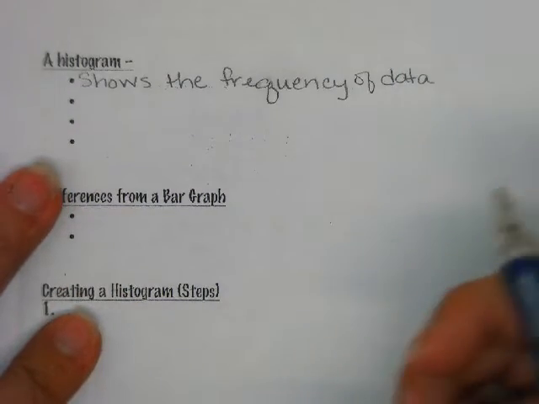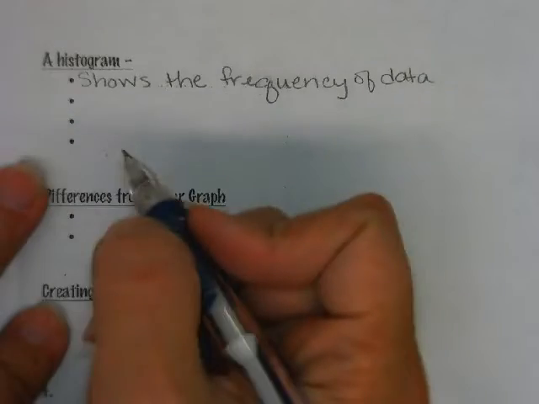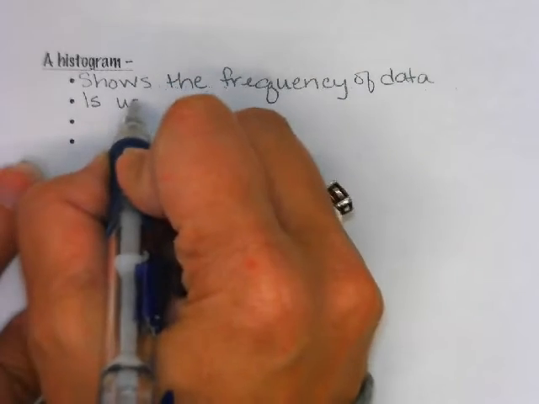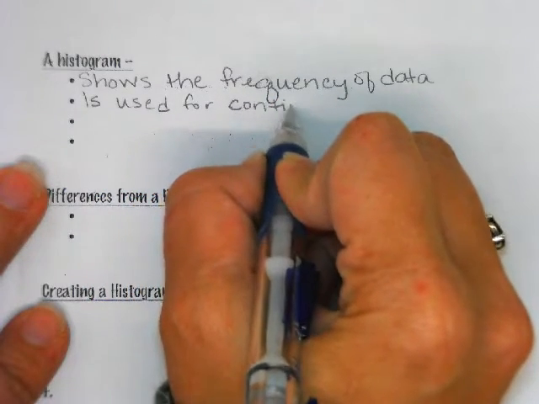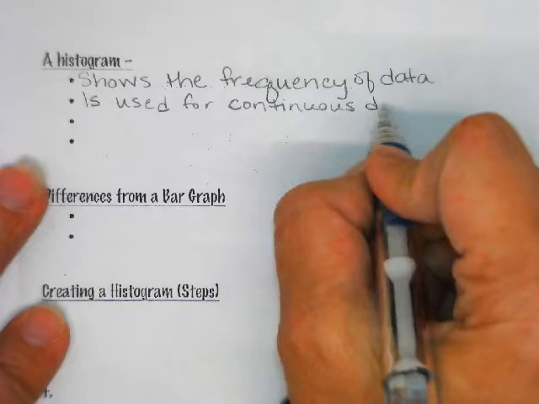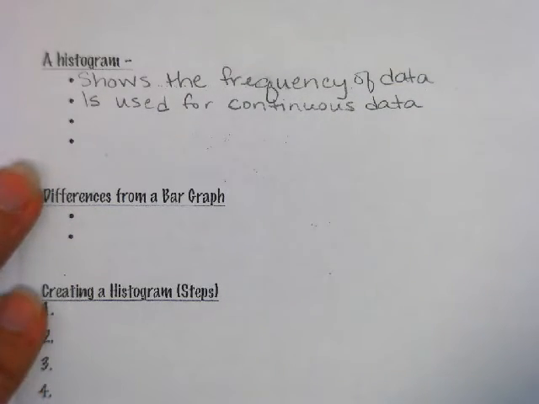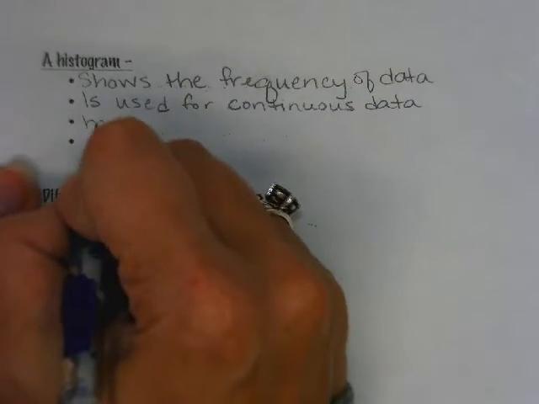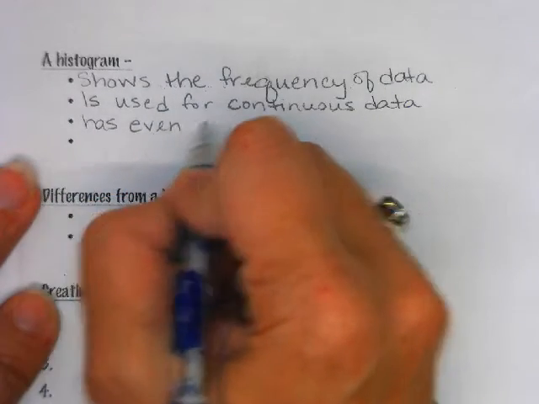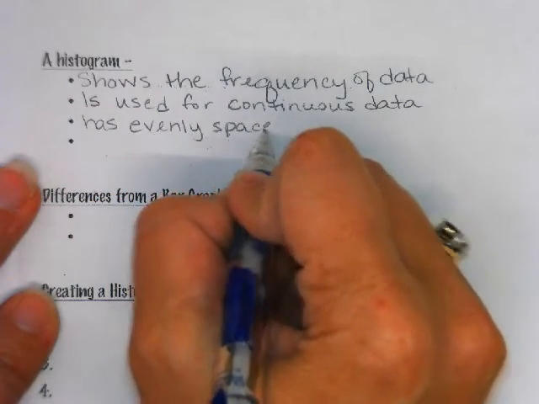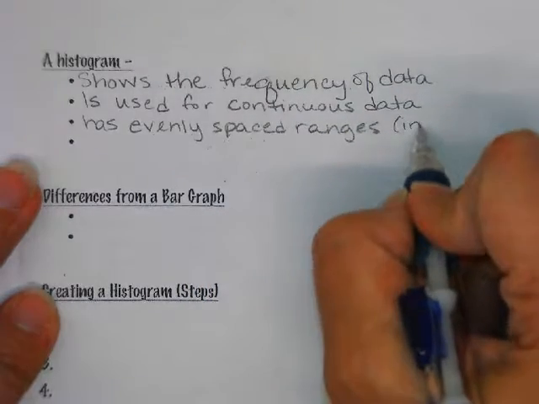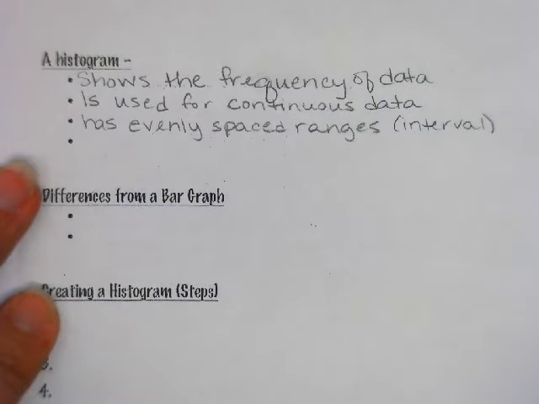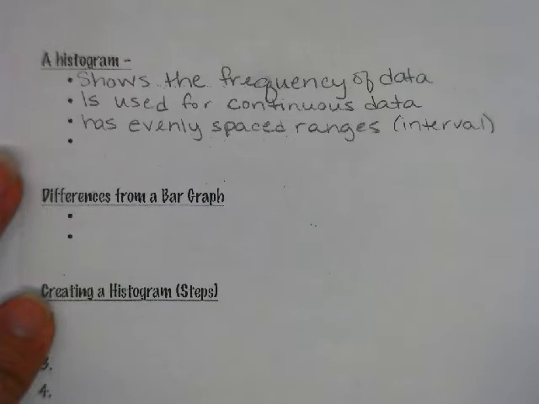Okay. It also is used for continuous data, meaning there's not going to be any gaps, for the most part. It has evenly spaced ranges. That's going to be called an interval. We're going to talk about those today. That's what Ethan J. was talking about, groups of numbers is an interval. It is not good for categorical.